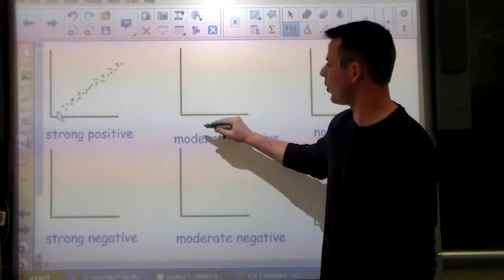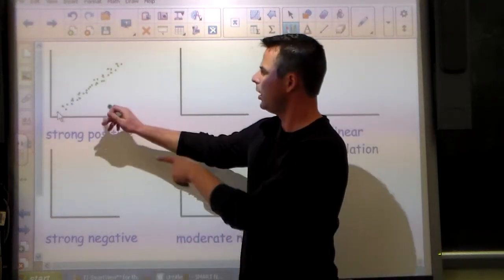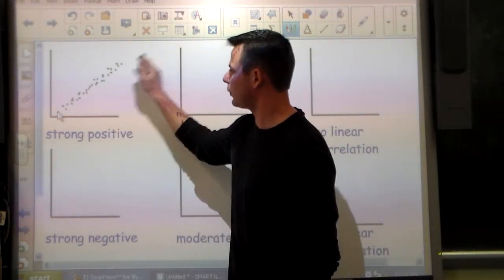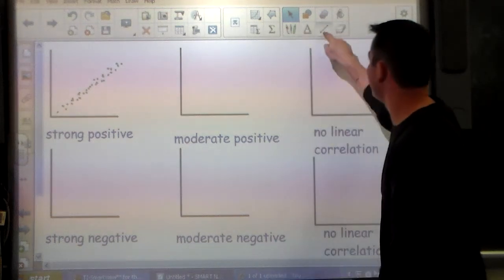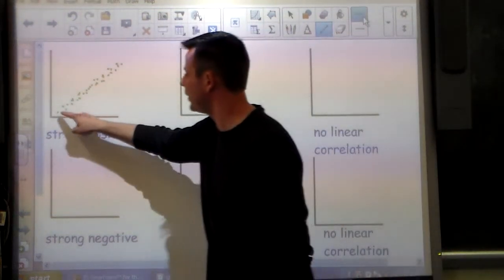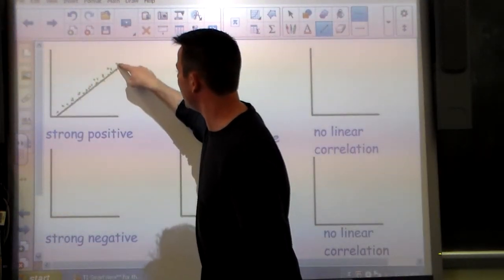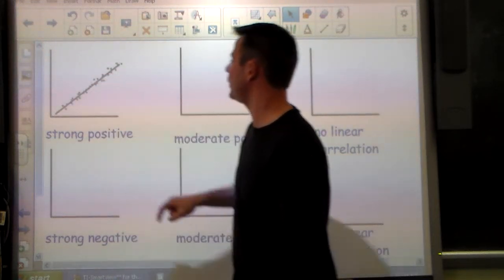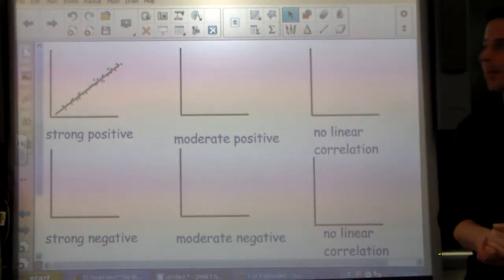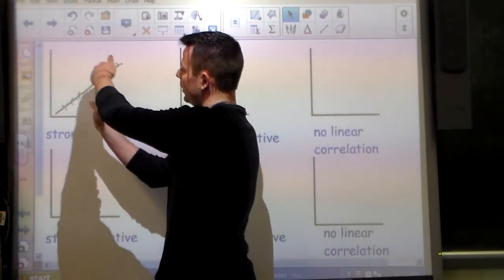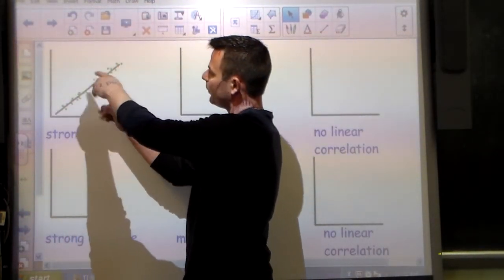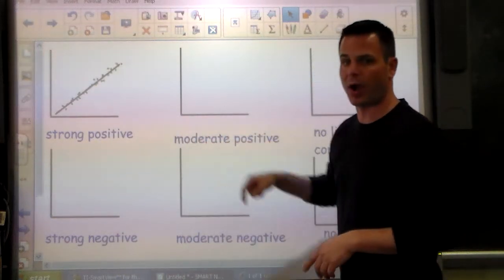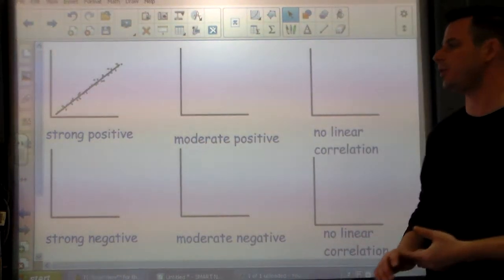A moderate positive correlation, before we move on, just take a look. It's strong positive because the slope of the line that passes through there, the line of best fit, would be a positive slope. So there's the line of best fit, so therefore it's a strong positive, because if you take a look at the plots, they don't really differ far from this line. So that's a strong positive linear correlation.